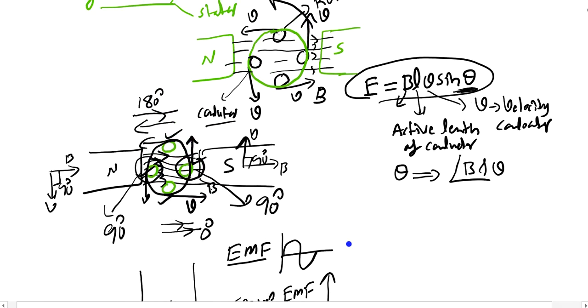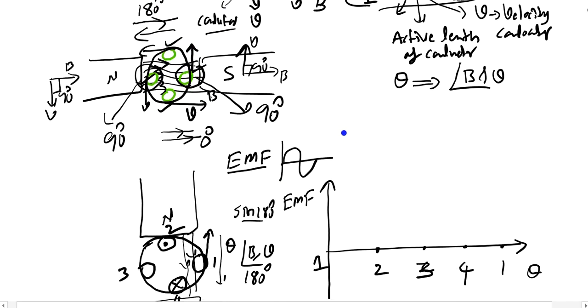So according to this, what is the value of our EMF? E equals B L v sine 180 degrees. So this is going to be 0.